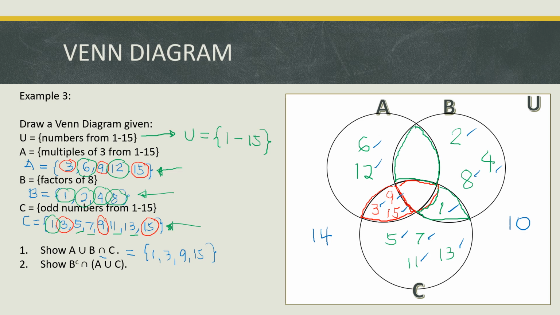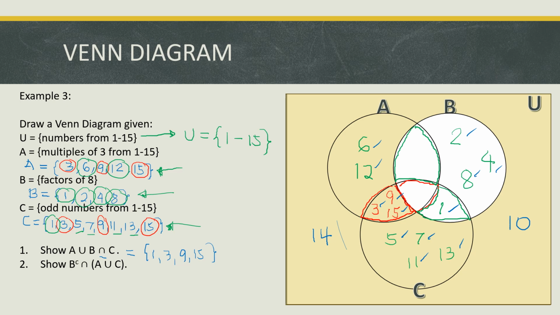What if we are to show the complement of B that intersects with the union of A and C? Let's start by showing the complement of set B. So these are the elements which are in the complement of set B. Take note that the complement of set B are the elements that are in the universal set but you cannot see in set B. So these are the elements in the shaded part.